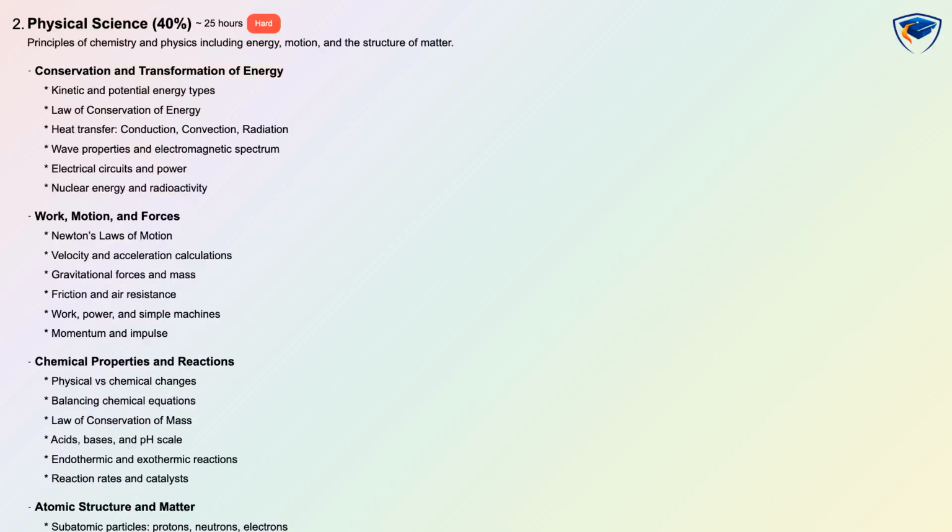Moving on to physical science, you'll cover 4 key topics: conservation and transformation of energy, work, motion, and forces, chemical properties and reactions, and atomic structure and matter. You'll delve into the world of energy, motion, and chemistry, learning about kinetic and potential energy, Newton's laws of motion, and the law of conservation of mass. You'll also explore the properties of acids and bases, and the structure of atoms and molecules.